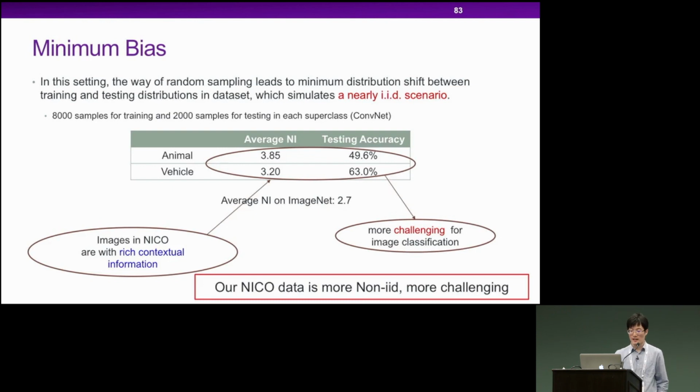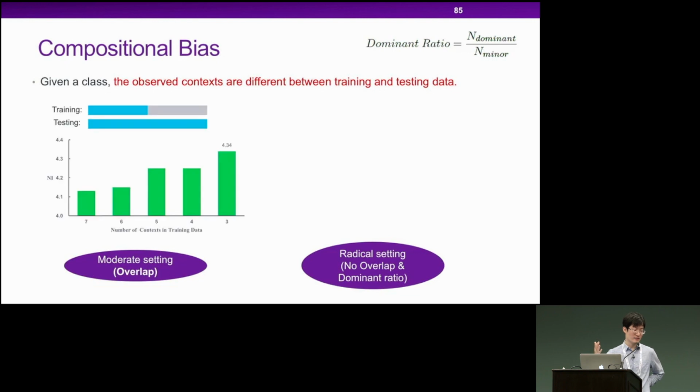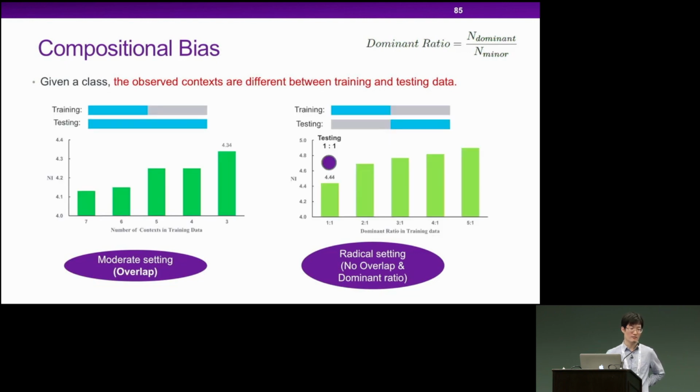So we will say that this is a more challenging data set. And in the proportional bias, by controlling different numbers of samples in different categories between training and testing, you can see that we can control the NI from 4.1 to 4.5, right? So you can control that. And also, if you use the compositional bias to control, then we can generate an even higher, approximately 5, NI value here.